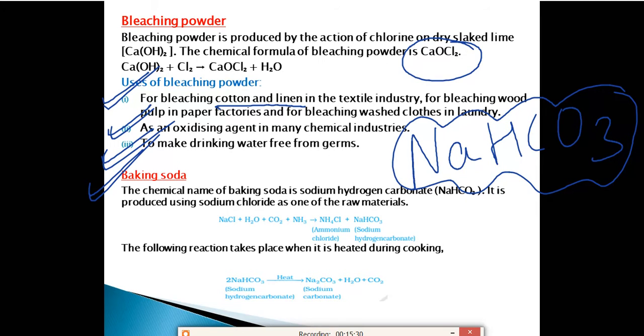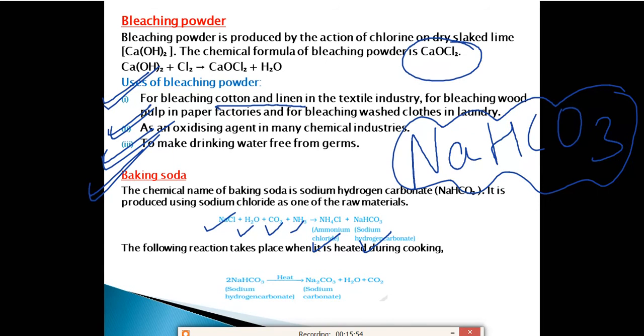It is produced using sodium chloride as one of the raw materials. And how can we get baking soda? By the reaction of sodium chloride with water, carbon dioxide and ammonia. These four reactants are needed to make baking soda. So when sodium chloride reacts with water, carbon dioxide and ammonia, we get ammonium chloride. Along with that we get baking soda also, NaHCO3.